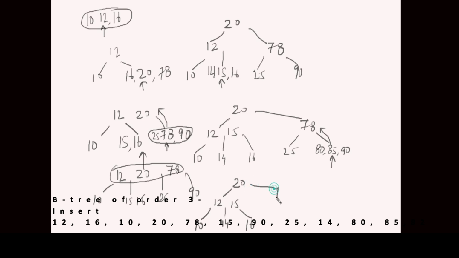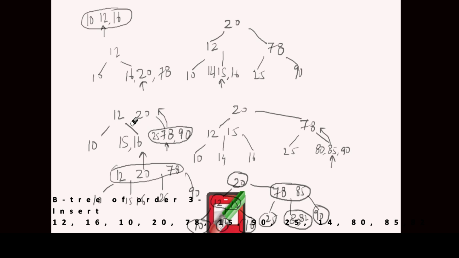16, and then we have 78, here we have 25, and 85 is going to merge here, and here we have 80 and 90. Then the last we have is 82. So 82 is going to come here. So the tree that we get is this: this is going to become a root node, and this becomes the internal node, this becomes internal node, these are the leaf nodes. So this is what we get finally.